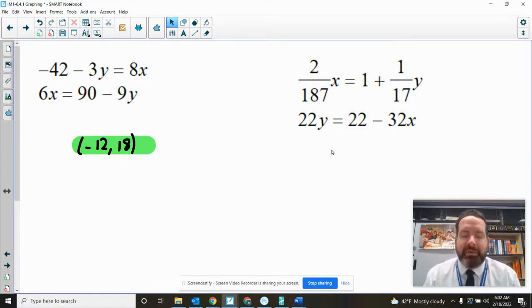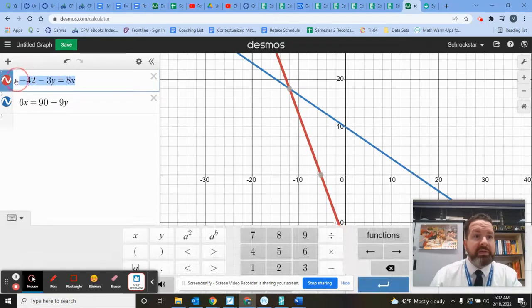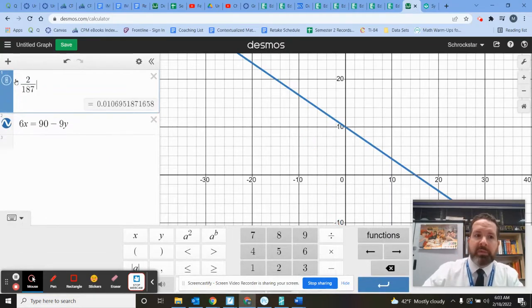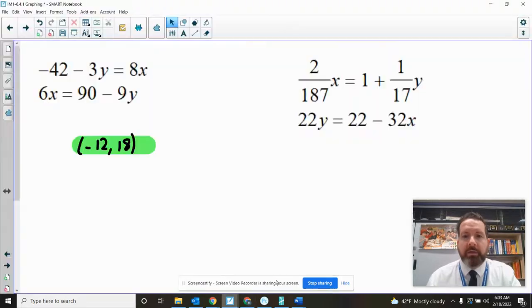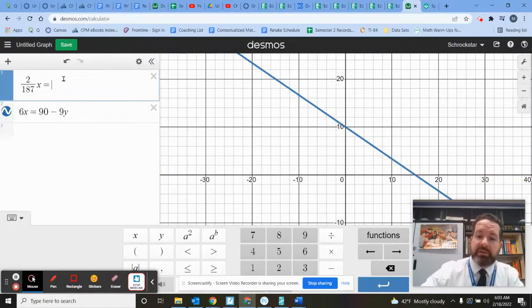Here's my favorite thing about graphing. Even when the equations are a little bit nasty looking, like this top one, for example. There's nothing wrong with fractions, but they're harder to work with. The graphing method still works just as easily and efficiently. So 2 over 187x equals 1 plus 1/17 y. So just going to graph this whole equation.